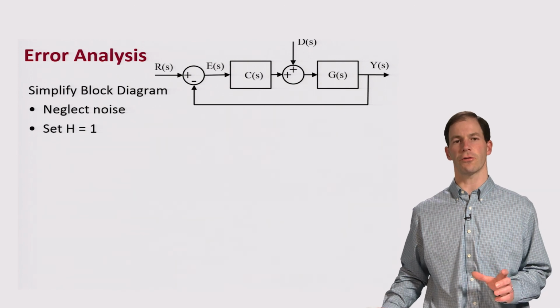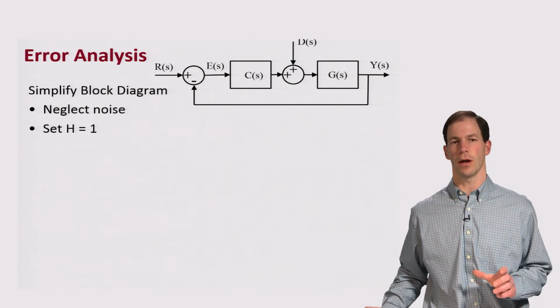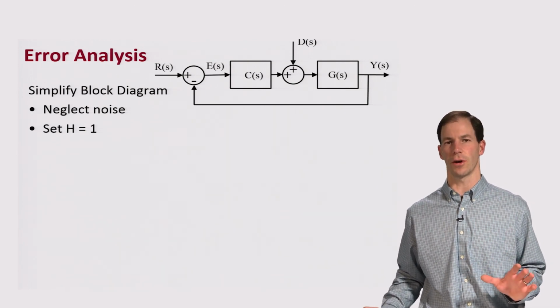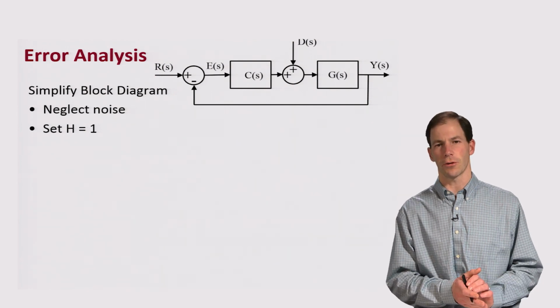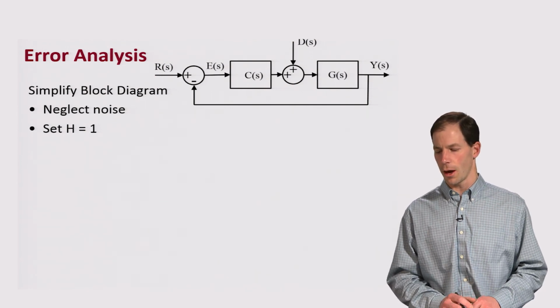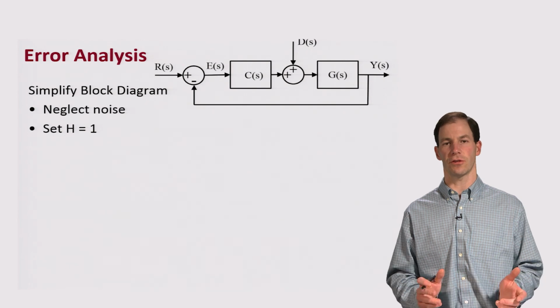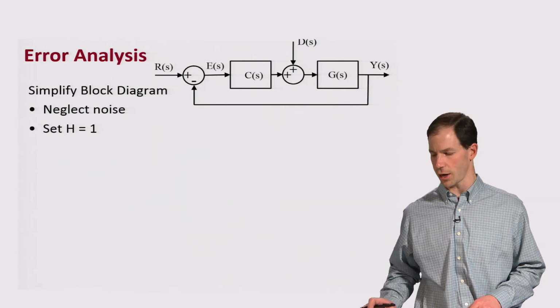So what I'm going to do is first of all simplify my block diagram. And what I've done is I've gotten rid of the noise for now. Let's say that I can filter a lot of that out and not worry about it. I'm also going to set h equal to 1 just to make my life easier. So that's the sensor gain.